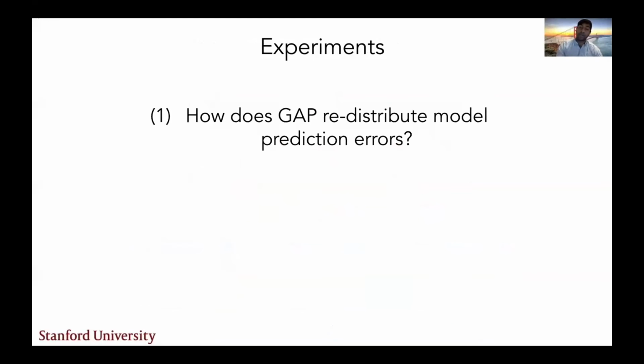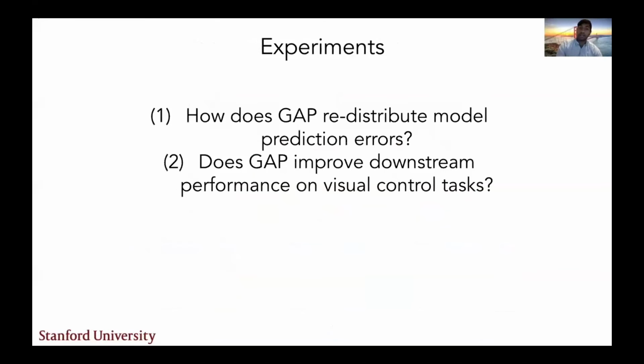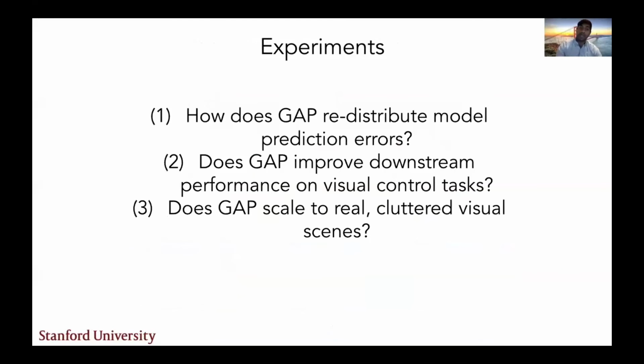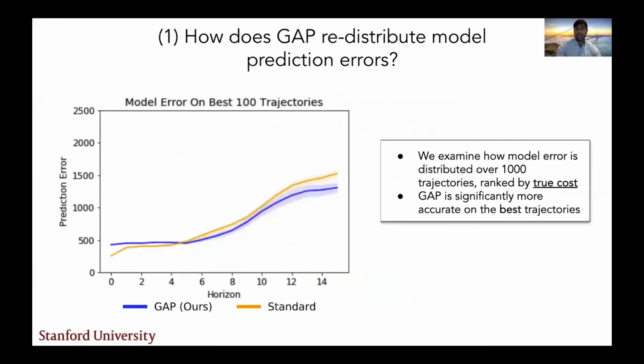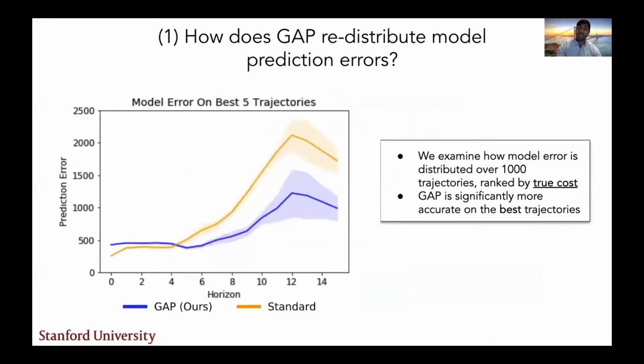In our experiments, we examined 3 primary questions. First, how does GAP redistribute model prediction error? Second, how does using GAP lead to better downstream performance on control tasks? And lastly, does GAP scale to real cluttered visual scenes? In our experiments, we tested on a suite of simulated robot manipulation tasks, as well as real robot manipulation datasets. First, we examine how GAP redistributes model error in the simulated domain.